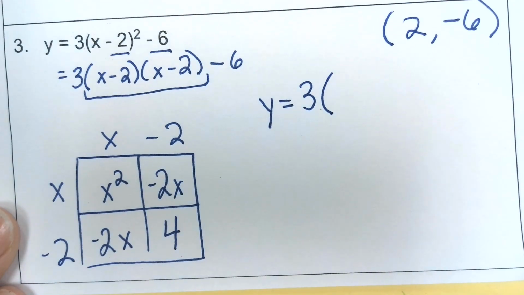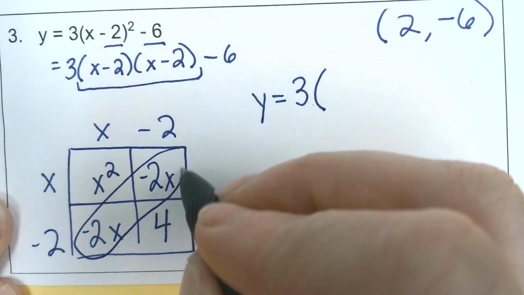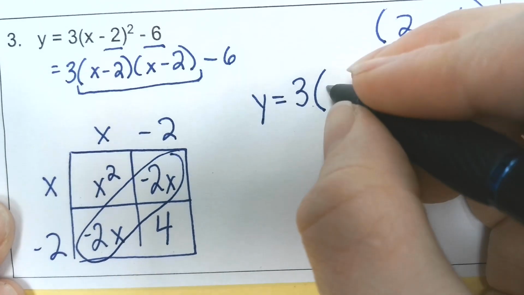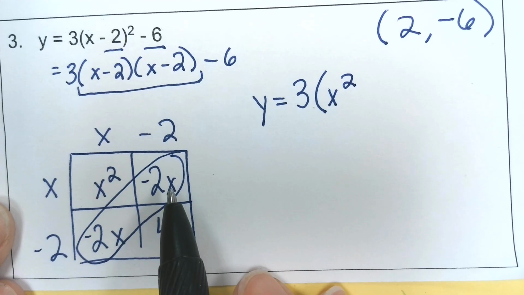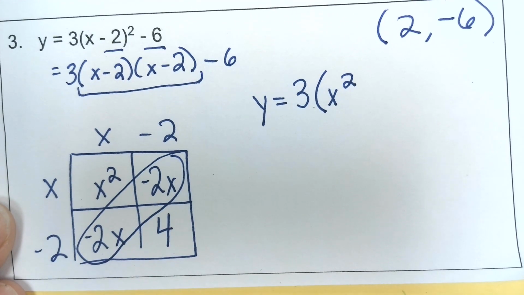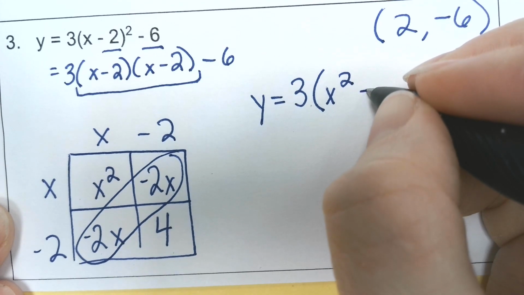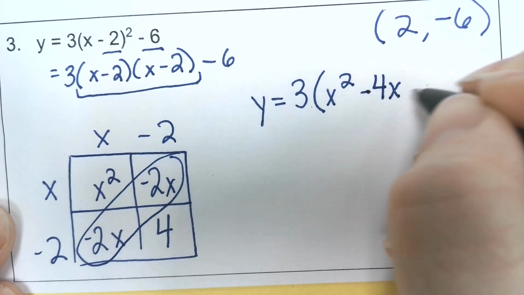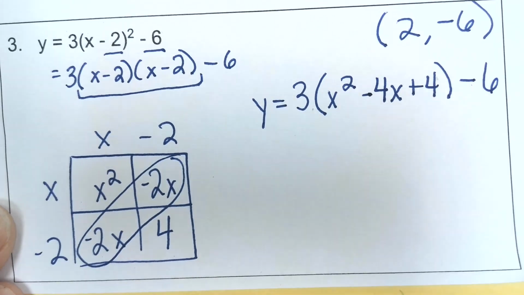Okay, so we have y equals 3 parentheses x squared. We have negative 2x and negative 2x. How many x's do we have now? Negative 2x and negative 2x make? Negative 4x. Oh my gosh, I was about to get that. Plus 4. And then we still have the minus 6.